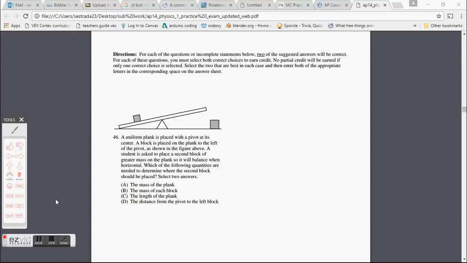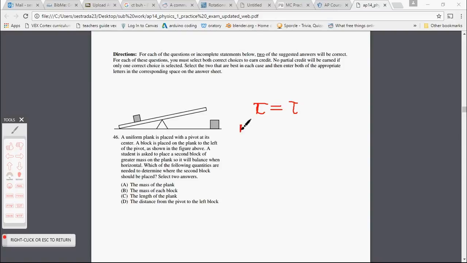So we want this object to balance when horizontal. So if it's not rotating in either direction, that means that I want the net torques to be in balance. I want the net torque to be 0 so that there is no angular acceleration in either direction. So if I want my net torques to be 0, the torques in either direction must be balanced. So I want tau to equal tau, one to the left, one to the right.